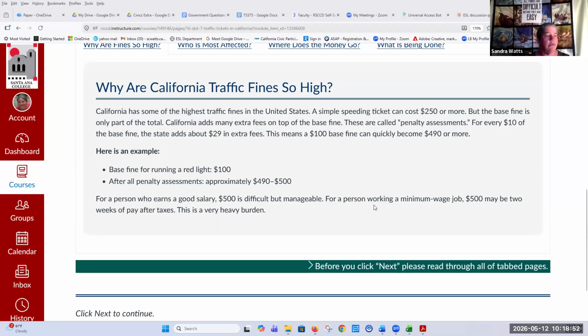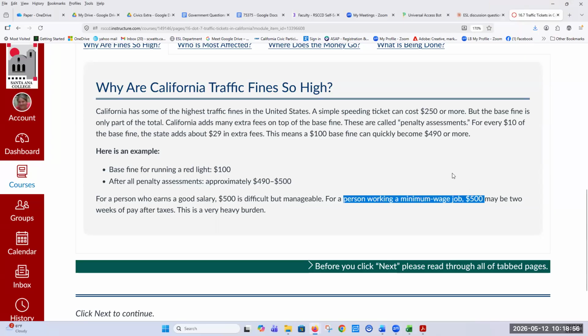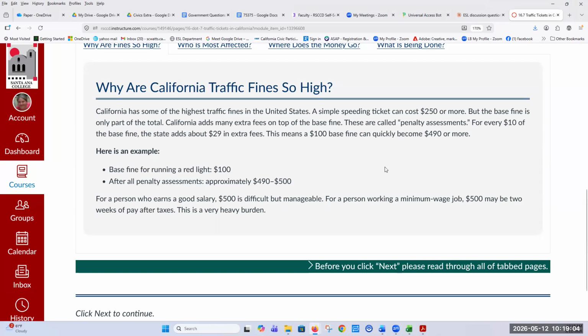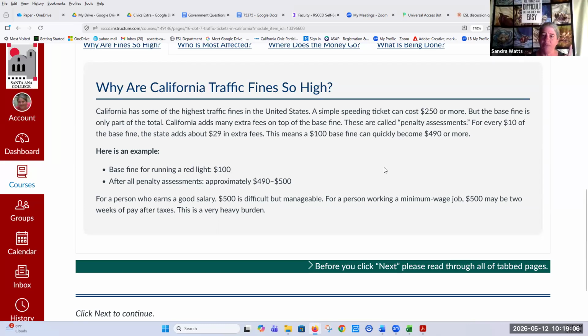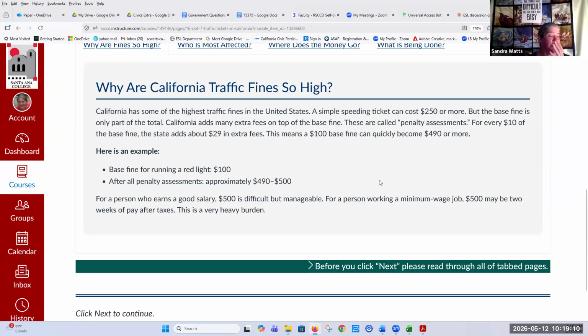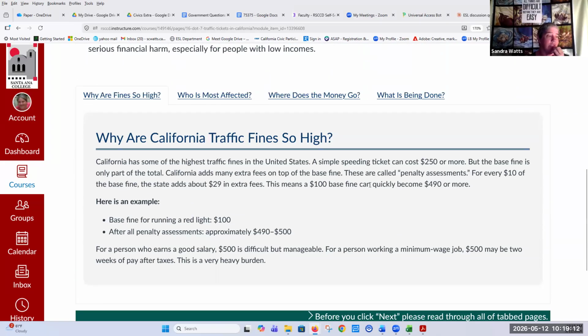But again, this is what we talk about. If you've got minimum wage, $500, maybe 2 weeks' salary for one ticket. Okay, do I eat and feed my children, or do I pay my ticket? Anyway, so this is one of the things. Yeah, lots of fees.